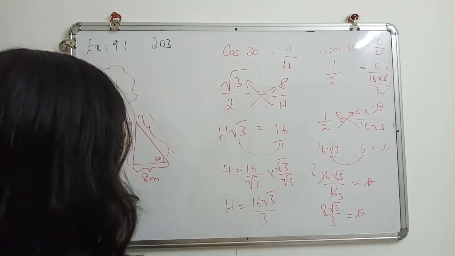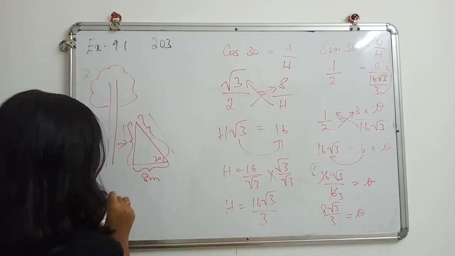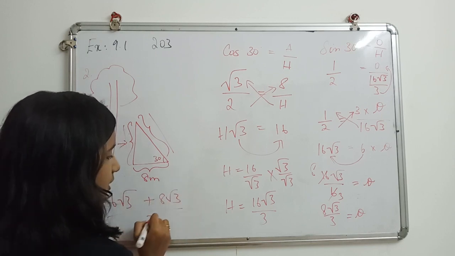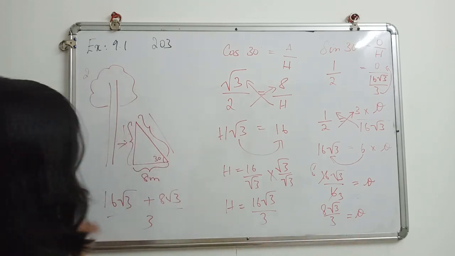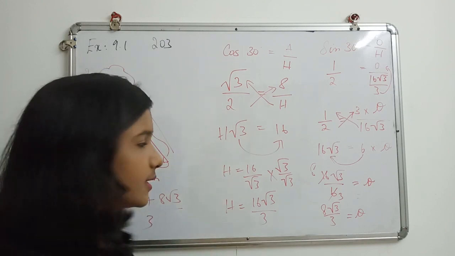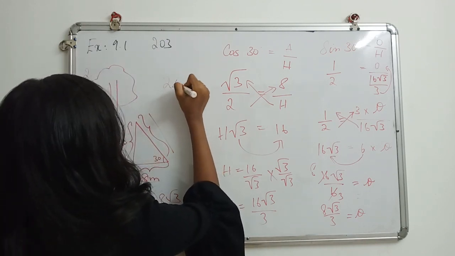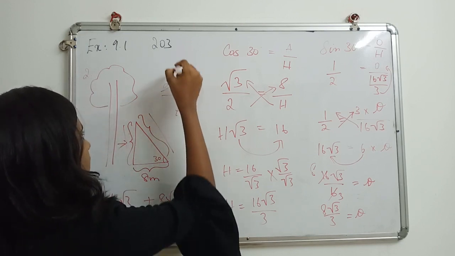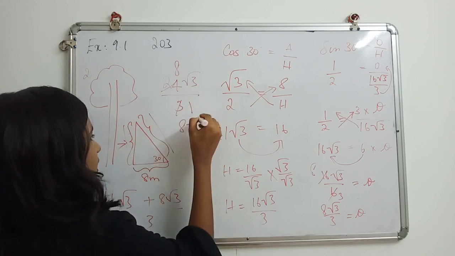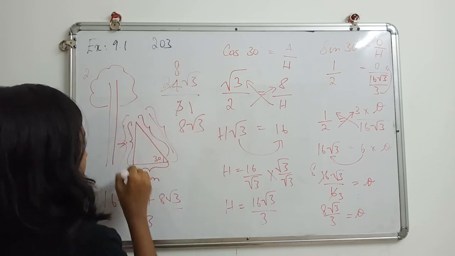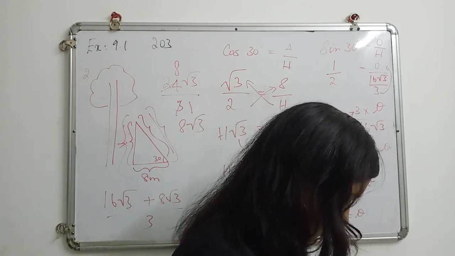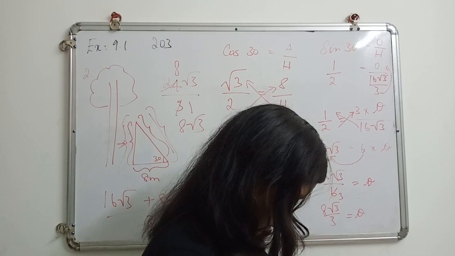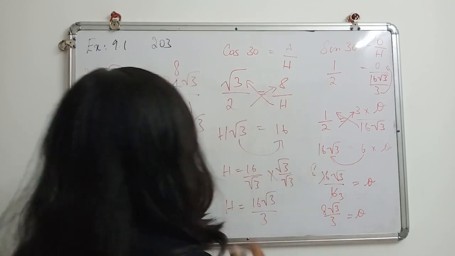Now we can add them. So 16 root 3 plus 8 root 3, whole by 3. As we have the denominator common, we can write it like this. Now 16 plus 8 is 24. So 24 root 3 by 3. 3 ones are 3 and here 8. So 8 root 3 is the height of the tree. Let's check with the answer. Yes, we got it correct, and it is 8 root 3 meter.